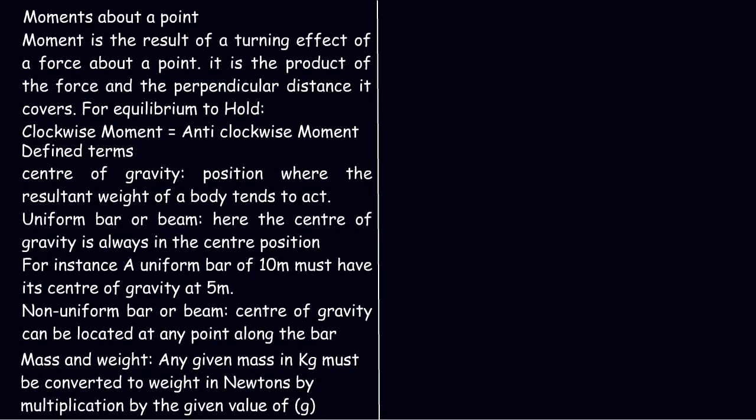Movement about a point. Movement is the result of a turning effect of a force about a point. It is the product of the force and the perpendicular distance it covers. Most of the questions in this discussion will be centered on equilibrium. And when we relate to movements, for equilibrium to hold, our clockwise movement will be equal to our anti-clockwise movement.